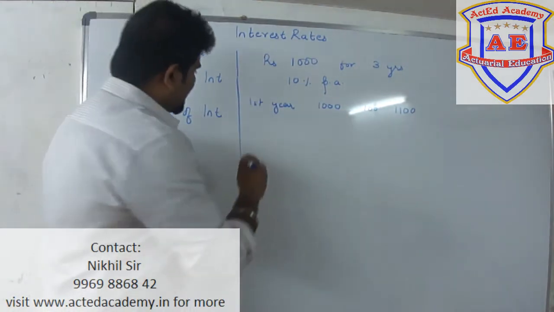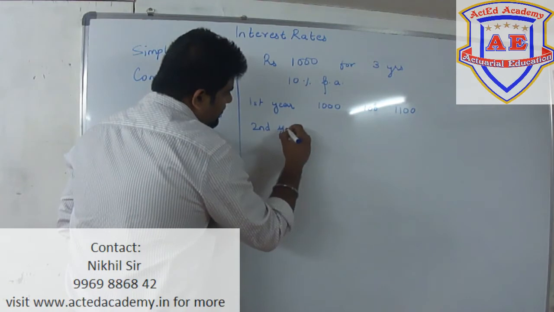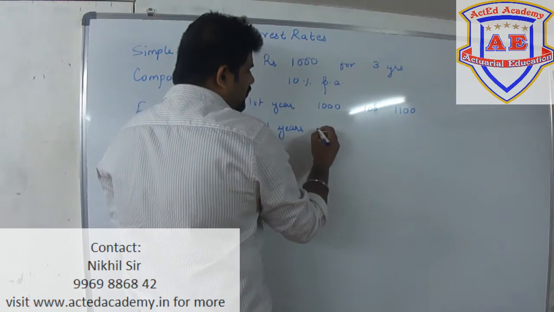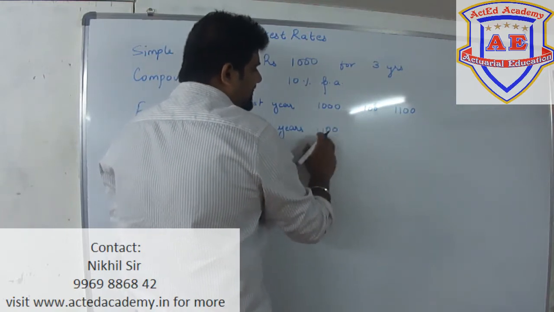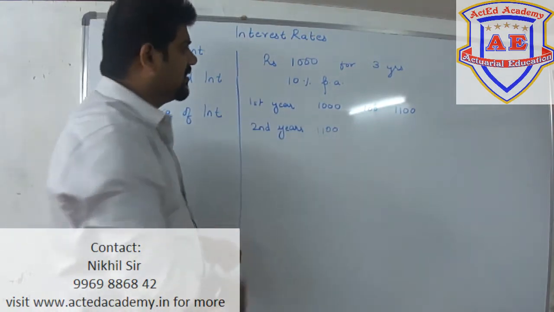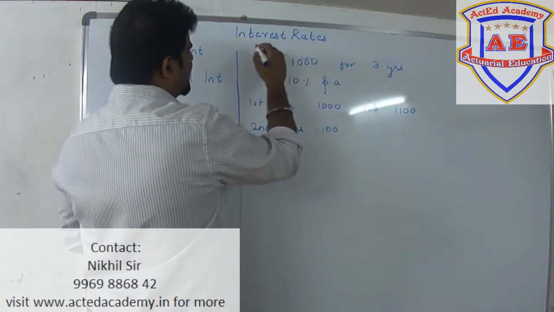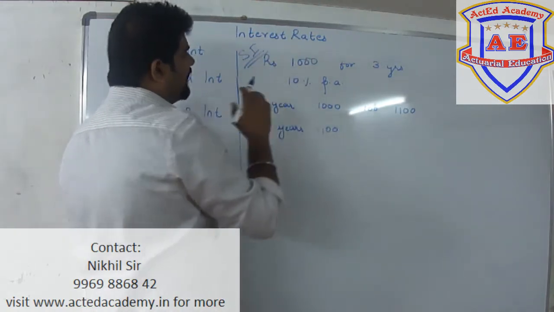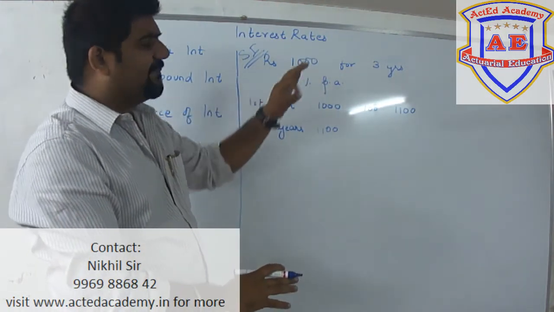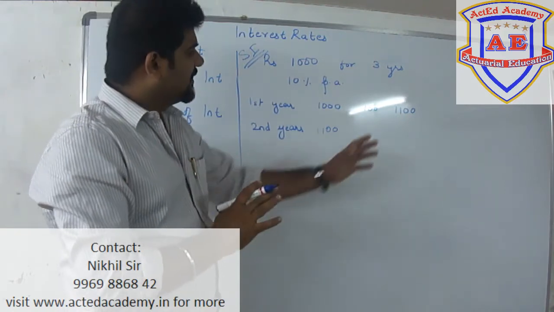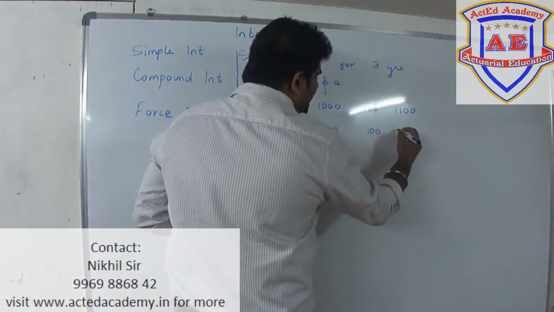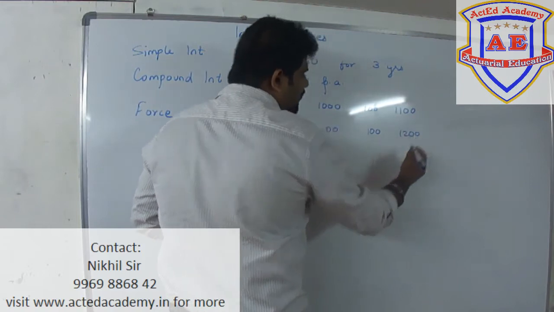Let's go to the second year now. In the second year, my accumulated value is what I have at the start of my year. My previous year's closing value is my starting value of the next year. But for simple interest, the interest is being charged on the initial capital deposited. Initially my capital was 1,000 rupees, so in my second year also my interest will be 100. My accumulated amount will come to 1,200.